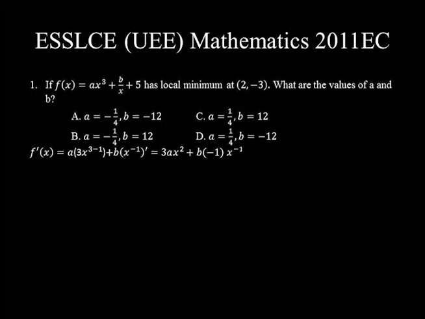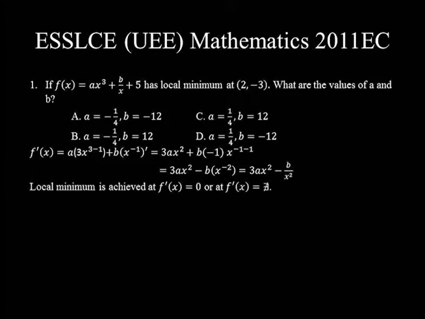x to the power of -1 minus 1, which is equal to 3a x squared, plus b times -1 is minus b, times x to the power of -1 minus 1 is x to the power of -2, which is equal to 3a x squared minus b times x to the power of -2, meaning b over x squared.